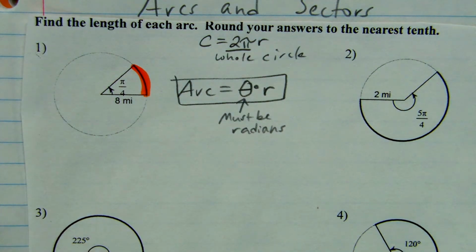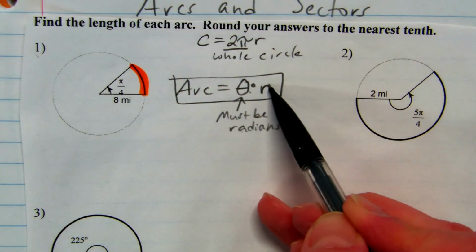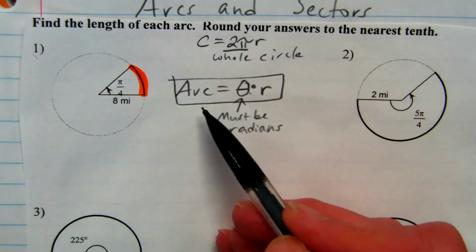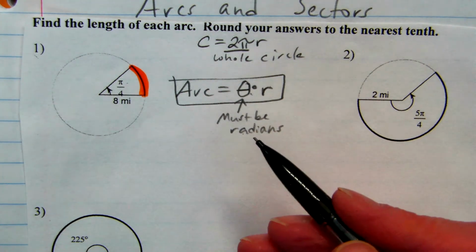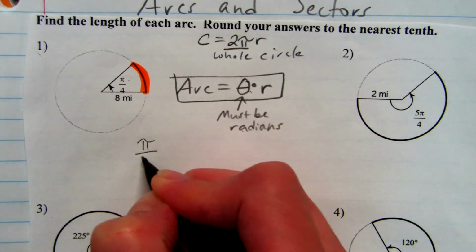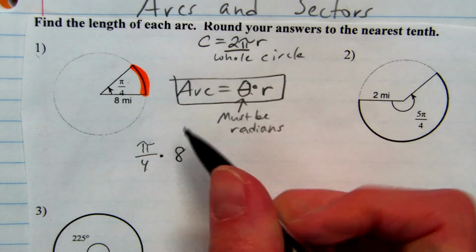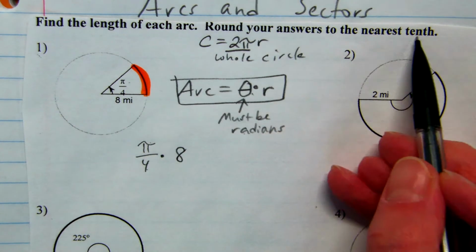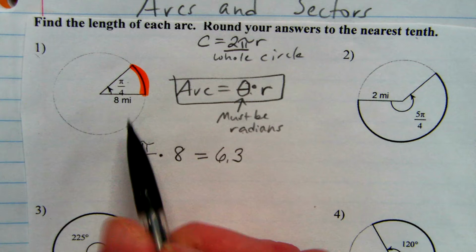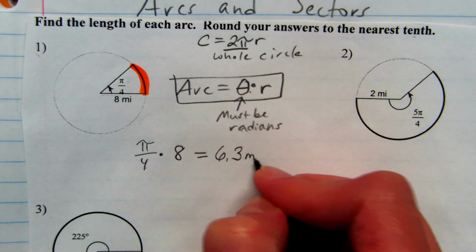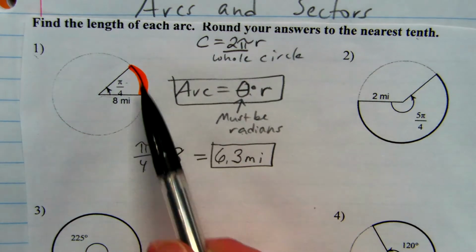So this is the formula. It's the angle in radians times the radius. Okay, so if we have pi over 4 and 8, we're going to take pi over 4 times 8 on your calculator. You can just do pi divided by 4 times 8. And we're going to round it off to the nearest tenth because that's what it says in the directions. And it rounds to 6.3. Since the radius is measured in miles, that means this distance will also be miles. So this distance along the edge of the circle right here would be 6.3 miles.